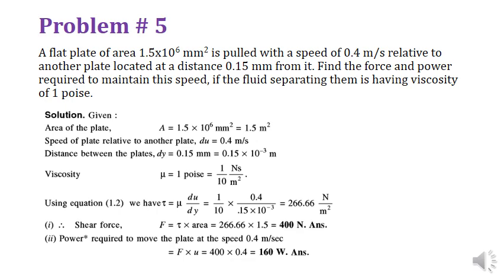Now problem number 5. Again, if you have an understanding of the first four problems, then this fifth problem will be easier to understand. A flat plate of area 1.5 into 10 raised to power 6 millimeter square is pulled with a speed of 0.4 meter per second relative to another plate located at a distance of 0.15 millimeter from it. Find the force and power required to maintain this speed if the fluid separating them has a viscosity of 1 poise. Okay, so now let us draw it schematically. So you have a flat plate first of all.